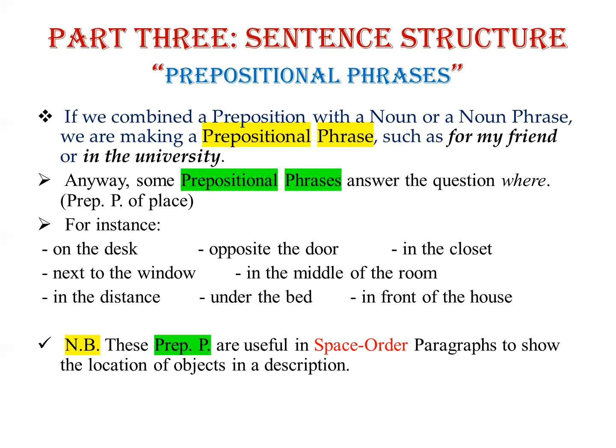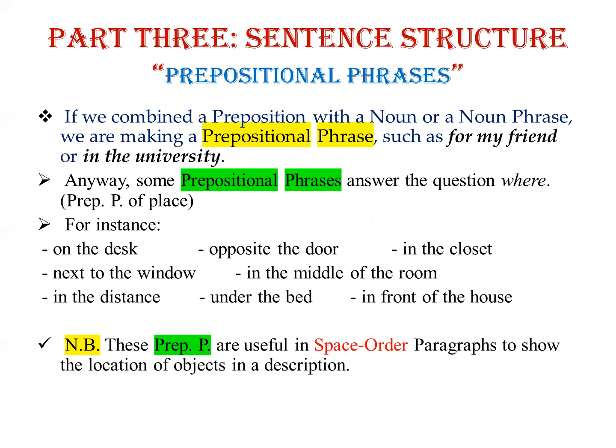When I say on the desk, I'm asking you, where is this thing? Right now I'll describe for you the place. It can be on the desk. It can be opposite the door, in the closet, next to the window. So here I'm obviously describing a place.